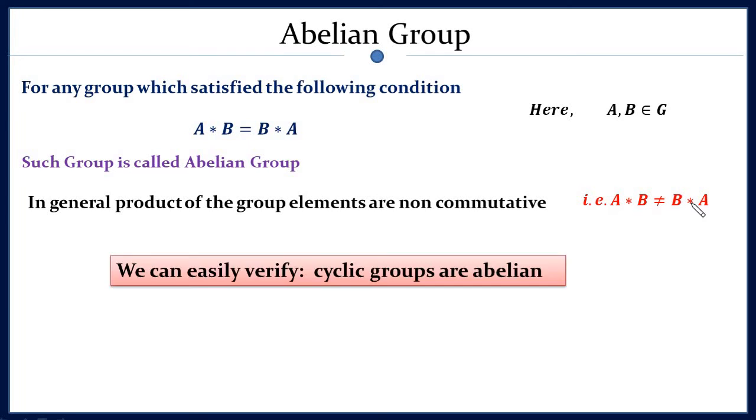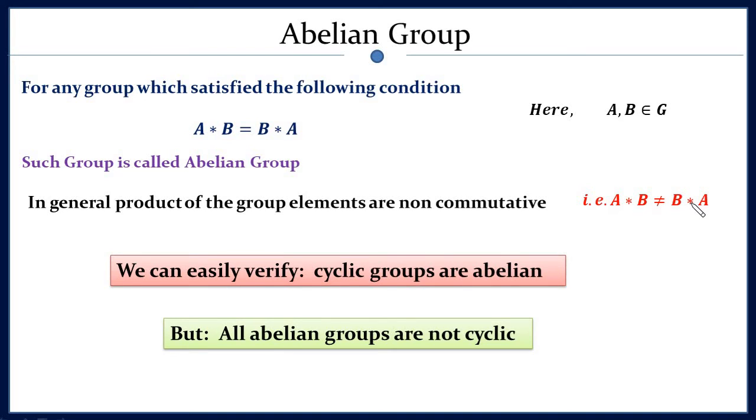As we are discussing the cyclic group, you can easily verify that any cyclic group is abelian. But all abelian groups are not cyclic. You cannot say abelian groups are cyclic. There may be other groups which can be abelian but not cyclic. So cyclic groups are abelian, but all abelian groups are not cyclic.